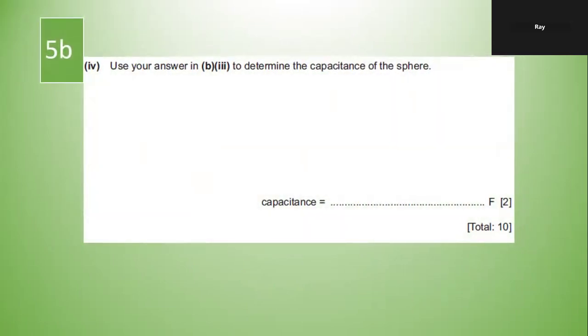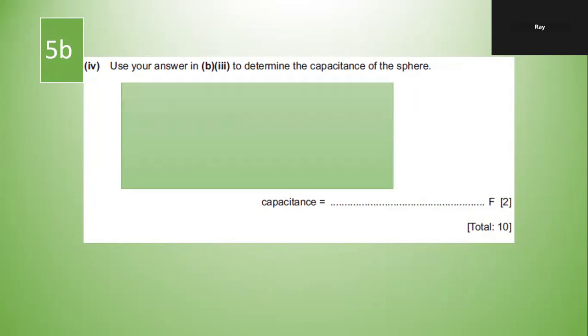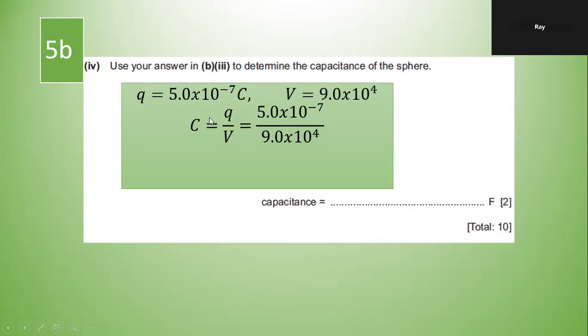Use the answer in D part 3 to determine the capacitance of the capacitor of the sphere. Go to the definition. You calculated the charge on the sphere and the potential on the sphere. C is Q over V. 5.0, 9 times 10 to the power 4. So I get 5.6 times 10 to the power minus 12 farad.